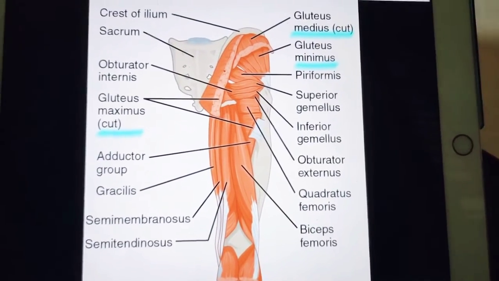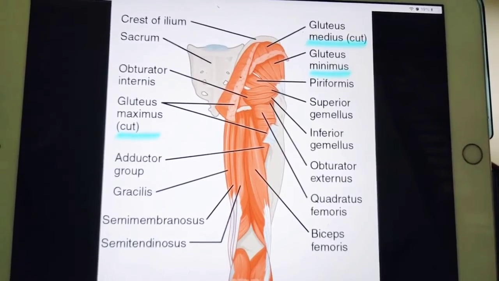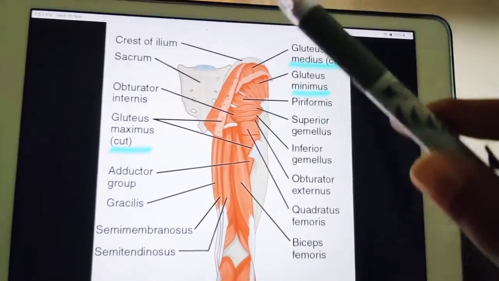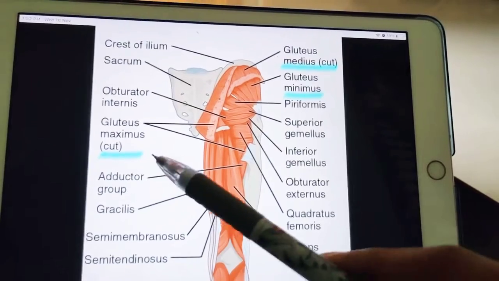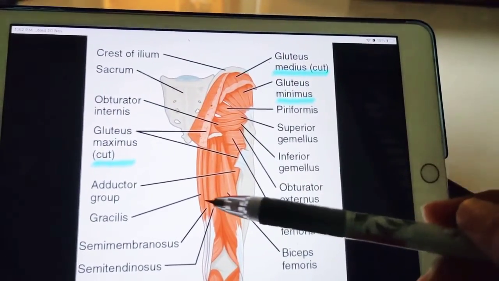Now we're going to start the muscles of the gluteal region. The main muscle of the gluteal region is the gluteus maximus. We already know that, so you can see that's why they are underlined. Actually, we cut the gluteus maximus, and only then can we see all these inner muscles.